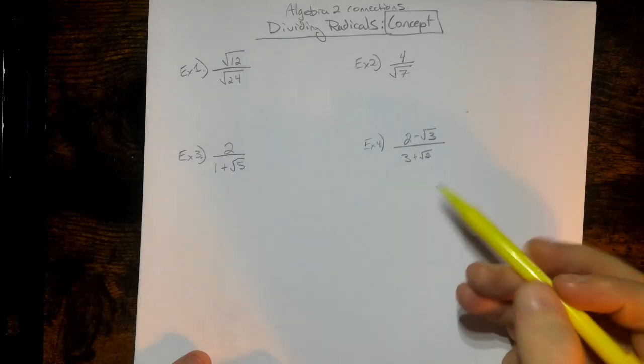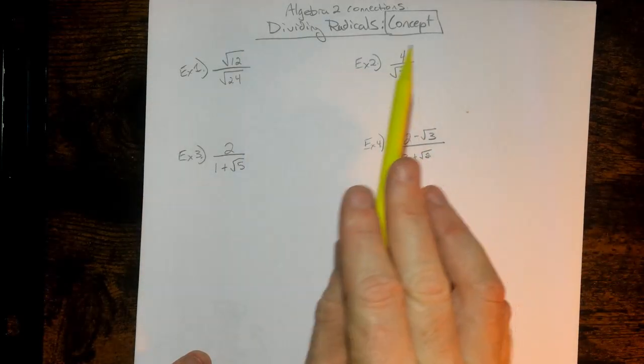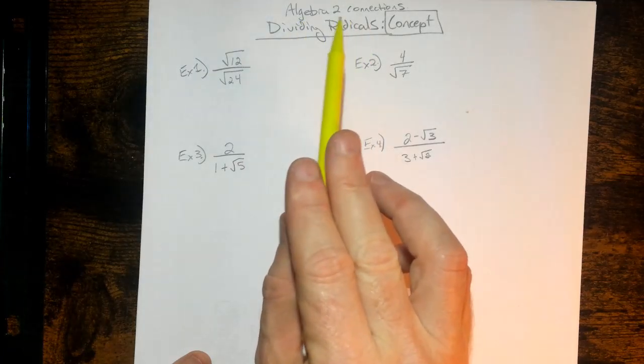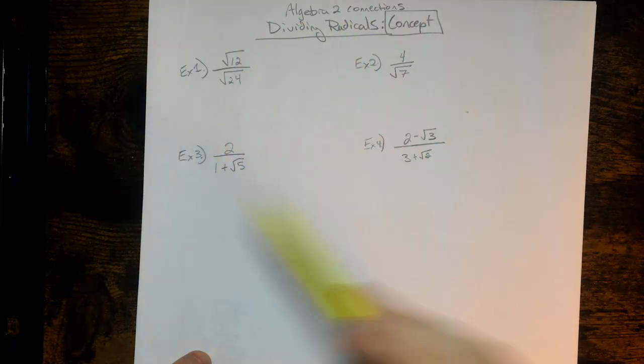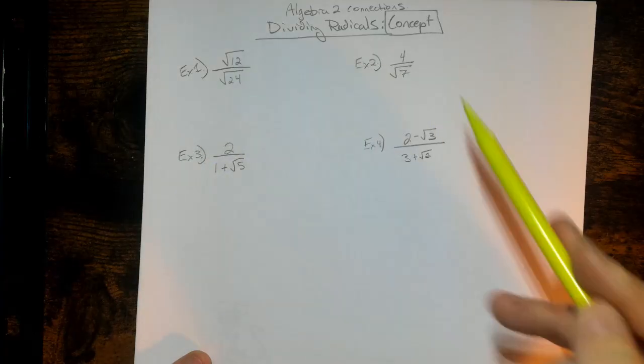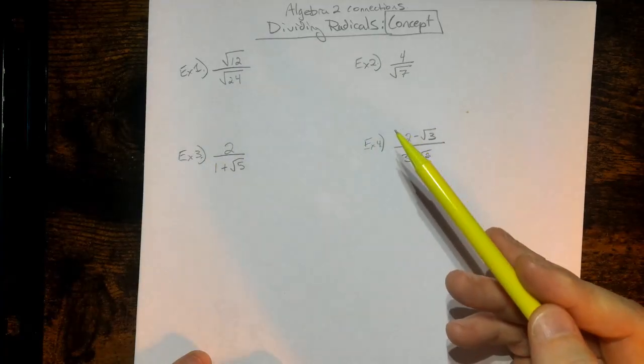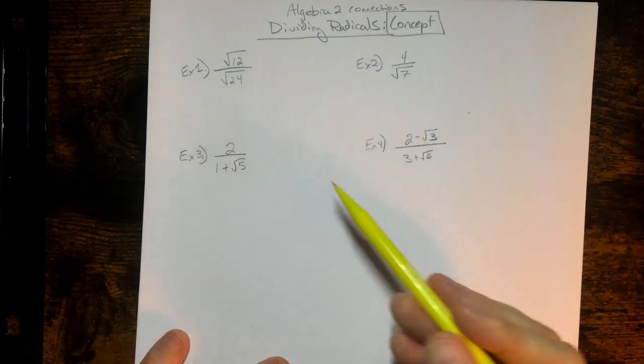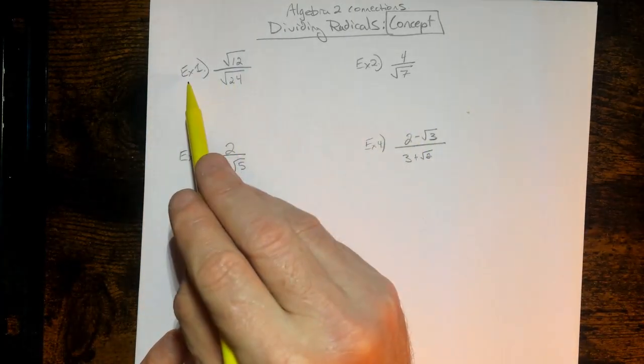Okay, so we're going to look at this dividing radicals concept. It leans into Algebra 2, and depending on the state, this is Algebra 1, and in some states it might be Algebra 2, but these are some tricky concepts. So let's look at number 1 and think about it.